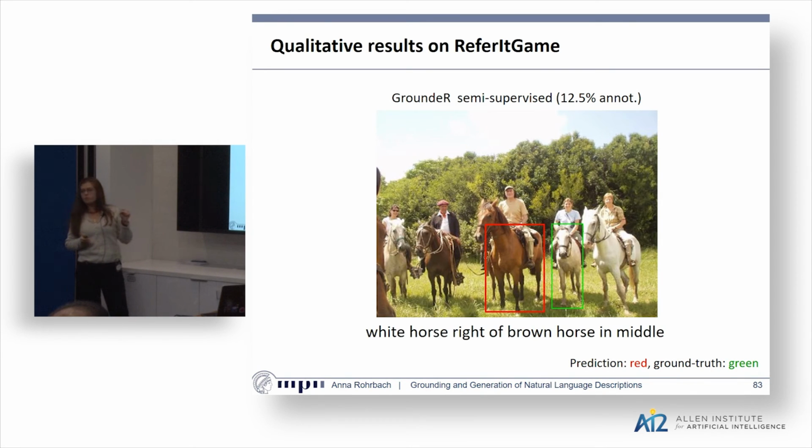However, in this example, where we fail, for the white horse right of the brown horse in the middle, we are actually getting the brown horse in the middle, which I believe is because the language model gets confused, and also there is no knowledge about the relations between different objects present in the scene, which would be very natural to incorporate in this model to deal with such expressions.